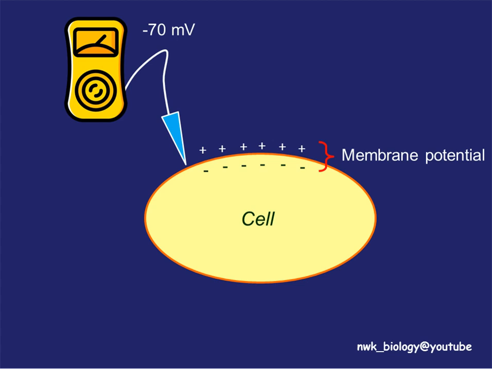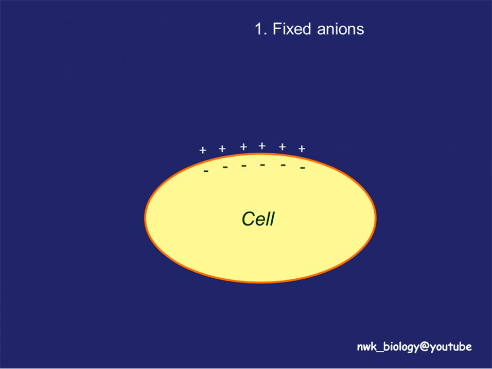There are three factors. The first is the presence of fixed anions in the cytoplasm. Fixed anions refer to those protein and DNA molecules which are negatively charged. The presence of negatively charged protein and DNA molecules in the cytoplasm makes the inside of the cell become more negative than outside. The second factor is the sodium-potassium pump.